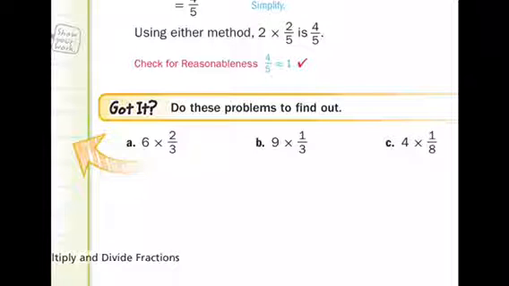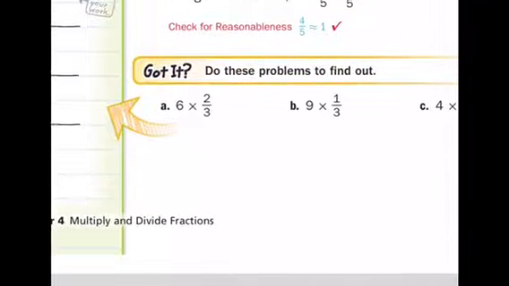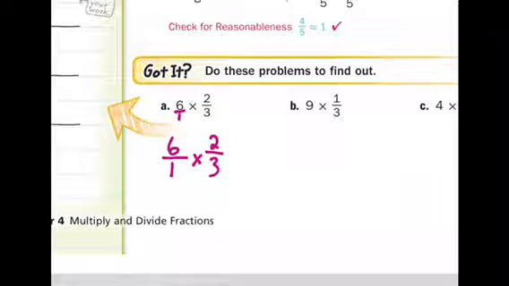So let's start with problem A. So we have 6 times 2/3. So the first thing, we want to write 6 over 1. Now, some people will do it there, but it gets kind of sloppy, so I like to write it bigger so I can actually see. So we have 6 over 1 times 2/3. Now I'm going to look for some bow tie reducing. So let's start by looking at 6 and 1. Remember, there's a 1, so there's no reducing there.